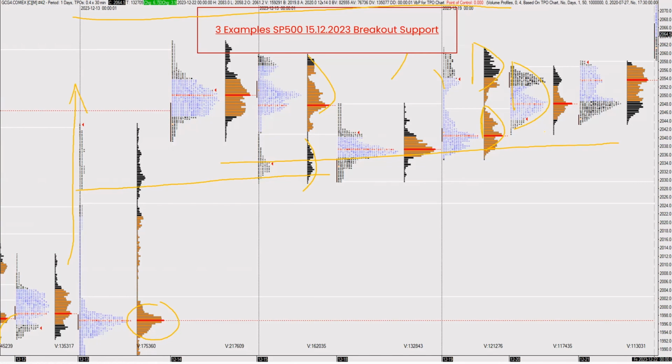Okay, let's summarize. Two things we're looking for when we get a double distribution. So at the end of today, go and look at your charts, and see if any of them have formed double distributions. The first thing you look at is volume skew. The next thing is to look at the context in which that trigger occurred.